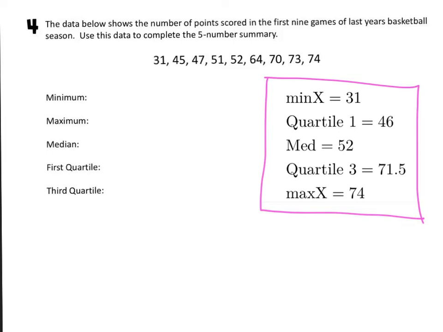Now, I'm just going to transfer the data. So my minimum value is 31, which makes sense because my list is in order from least to greatest, and that's the first one. Same thing with my max of 74. My median is 52. My first quartile is 46. And the third quartile is 71.5. Okay? Does that make sense? If not, go back and rewatch how I did question number 3.